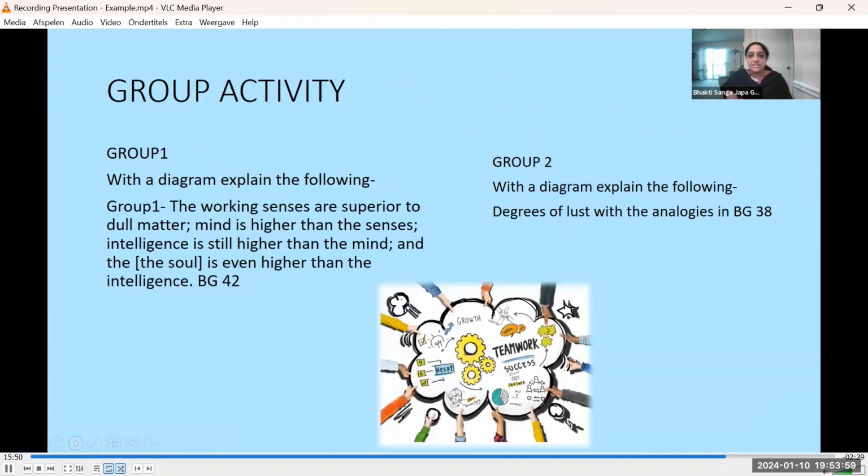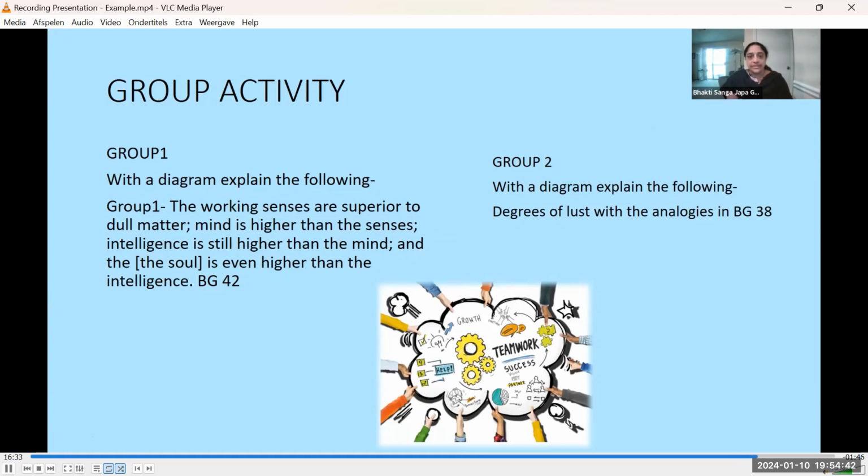So now we'll split this room into two groups. Group 1 will do an activity and group 2 another activity. Both these activities are from these verses of the Bhagavad Gita. Group 1 will do this. There's a verse in Bhagavad Gita, verse number 42 of this chapter that says, the working senses are superior to dull matter. Mind is higher than the senses, intelligence is still higher than the mind, and the soul is even higher than the intelligence. So I want group 1 to sit together in a breakout room and work on writing or drawing a diagram that explains this verse.